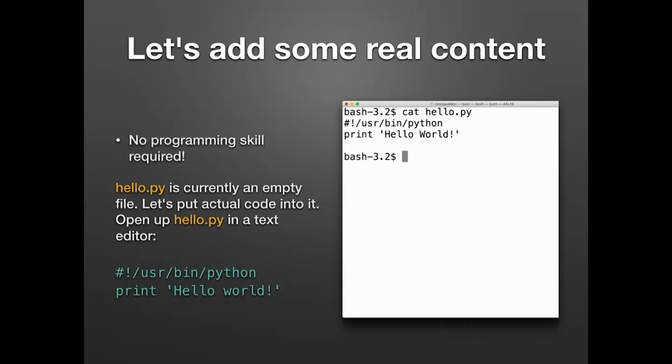So let's add some real content. We have an empty file. The empty file obviously has no meaning, doesn't do anything. So let's actually put something in there. Let's just go ahead and put some code in there. Go ahead and open up this file in your editor and type in #!/usr/bin/python, print hello world, just like that. It's just a simple program that just prints out hello world when you run it. That's all it is. We're going to add this into the hello.py.